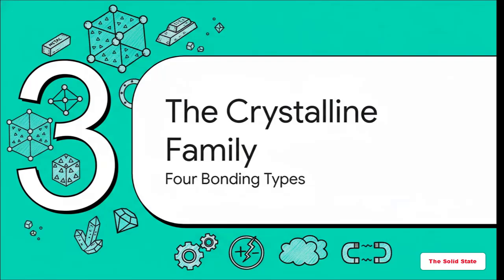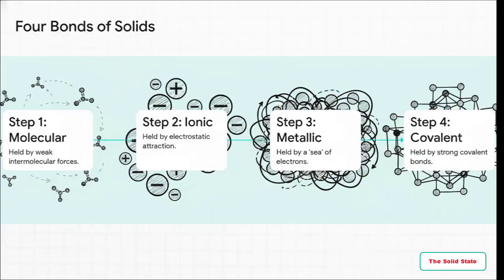Okay, so let's zoom in on that crystalline family for a bit. These guys are a huge deal. They make up most of the solids we know, from the salt on your table to the copper in your wires. And it turns out there's a really neat way to classify them. It all comes down to the type of glue that's holding all those particles together in that perfect, orderly pattern. And there are basically four main types of this glue, each with its own special strength. We can think of it like a ladder.